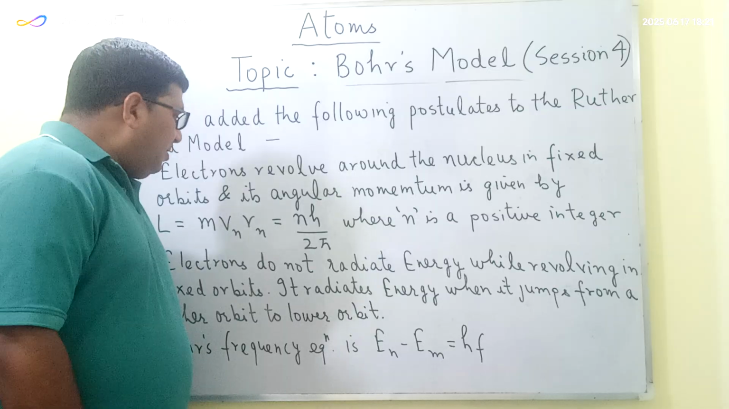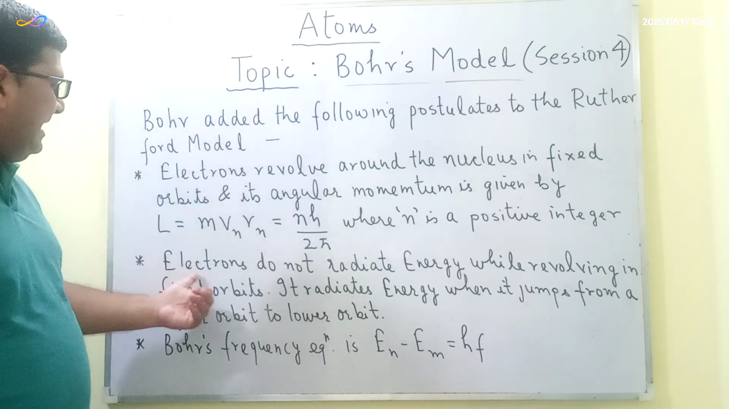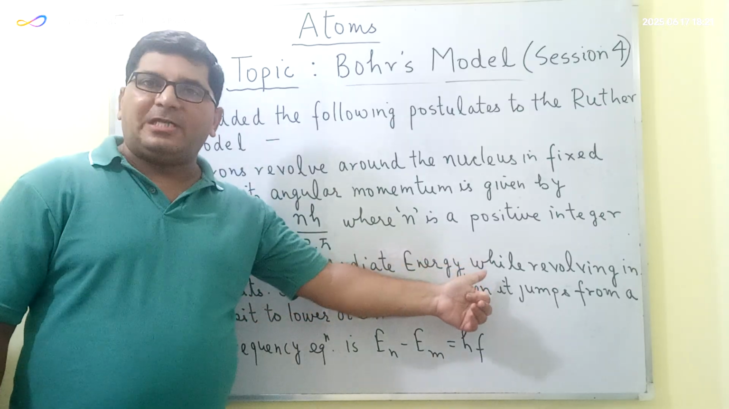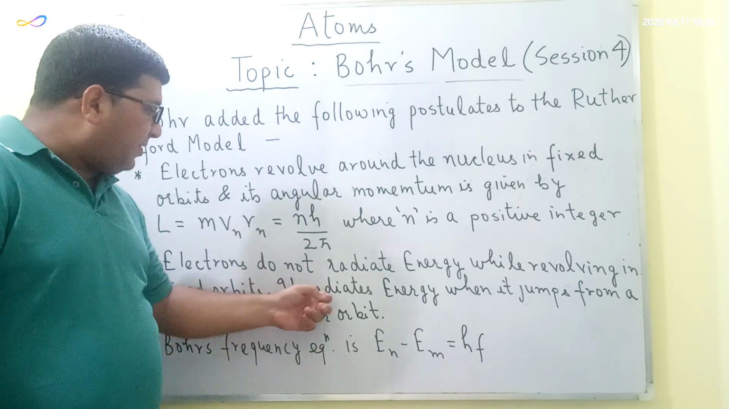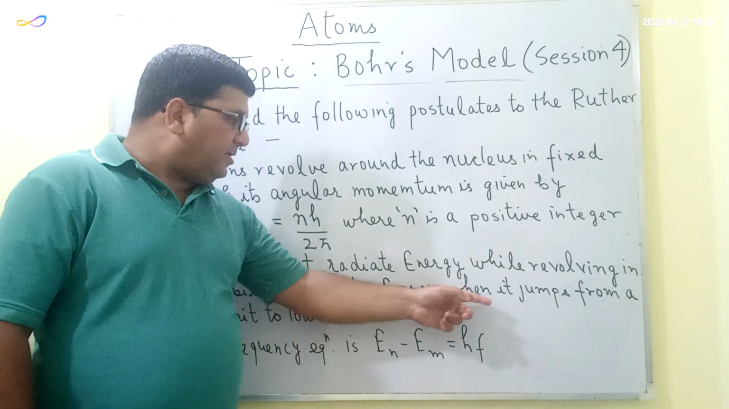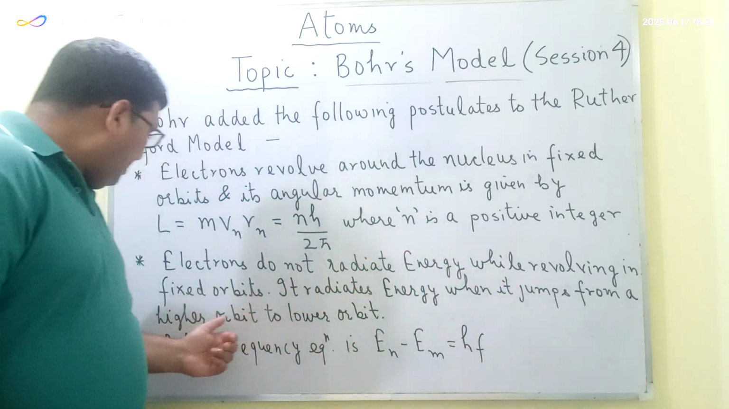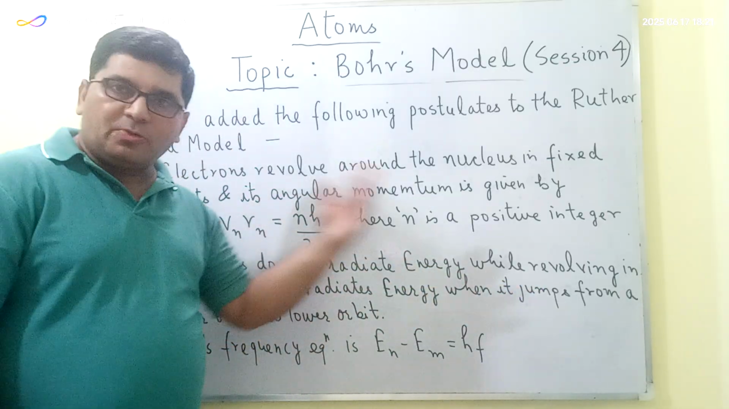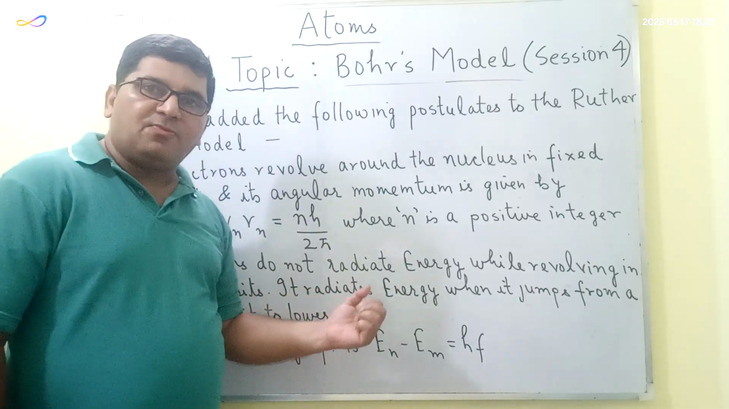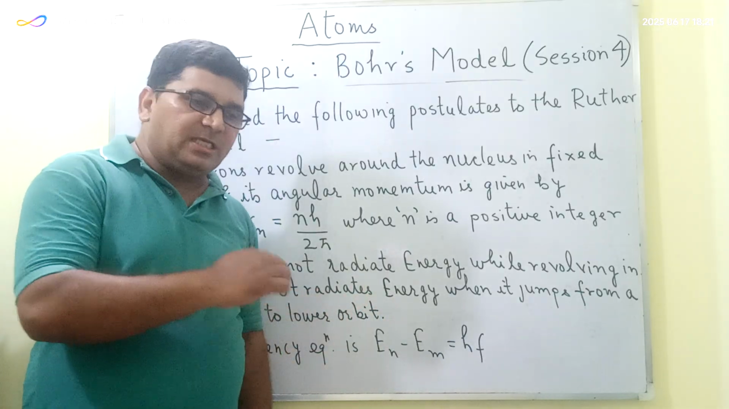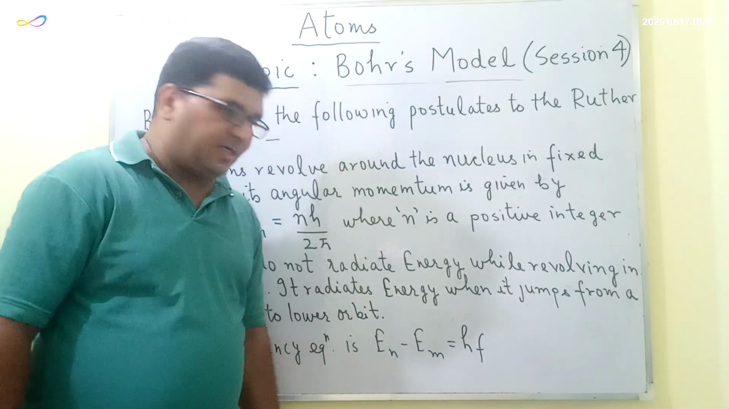The second important point is that electrons do not radiate energy while they are revolving in fixed orbits. They radiate the energy when the electron jumps from a higher orbit, or you can say from the outer orbit to the inner orbit, and it absorbs the energy when it jumps from the inner orbit to the outer orbit.